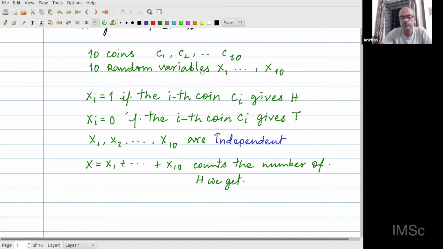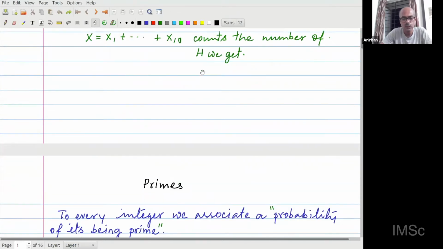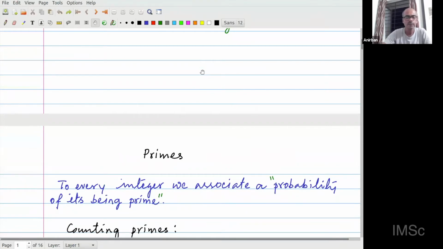So let's just go to the next page. So let's talk about primes. What we intend to do is to associate to every integer a probability for its being prime. As such, it's a very ridiculous assertion, because an integer is either a prime or not a prime. There is no question of a probability. It's not a random event. So a priori, this sentence doesn't have any meaning. You cannot associate a probability to an integer which determines its primeness. So you can't do it.